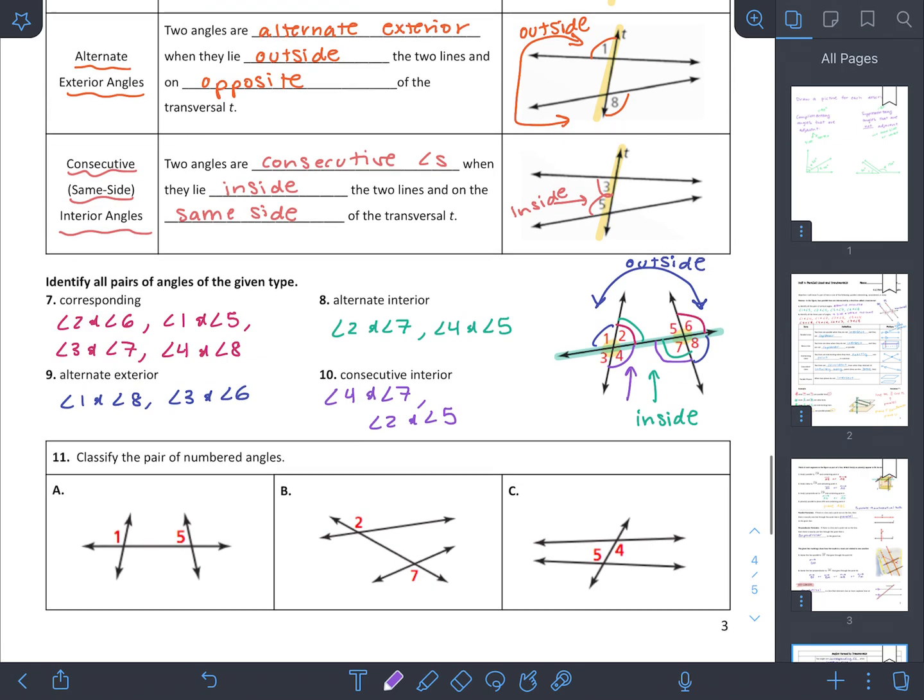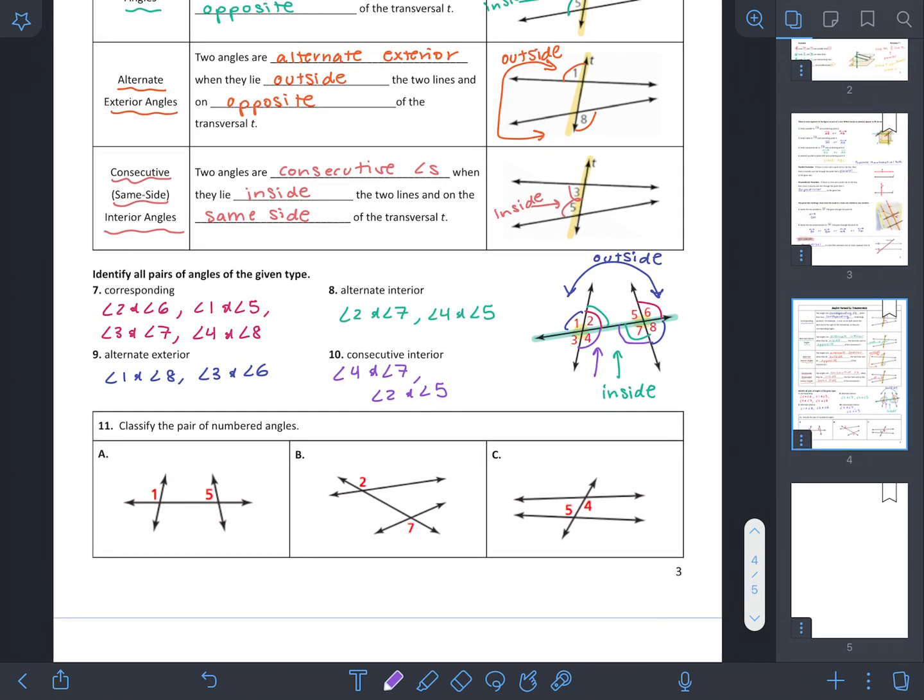So as a last minute check, try to do number 11 on your own. Pause the video, see if you can identify what types of angles are numbered, and then you can go over those with me. So again, pause the video, try these on your own.